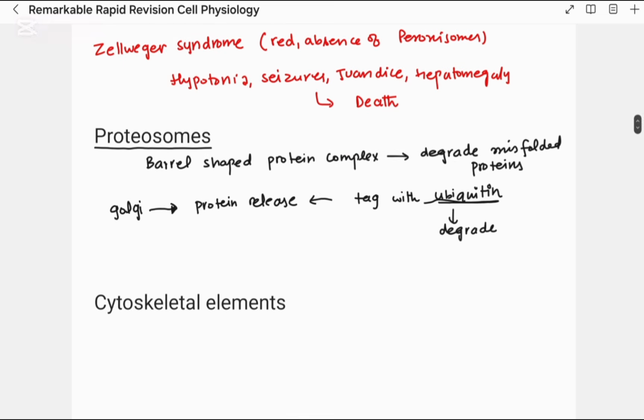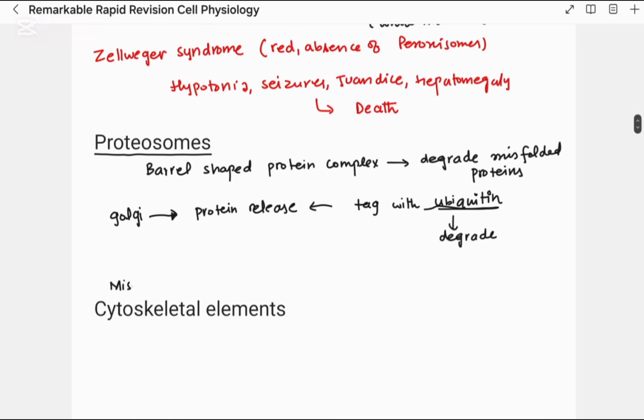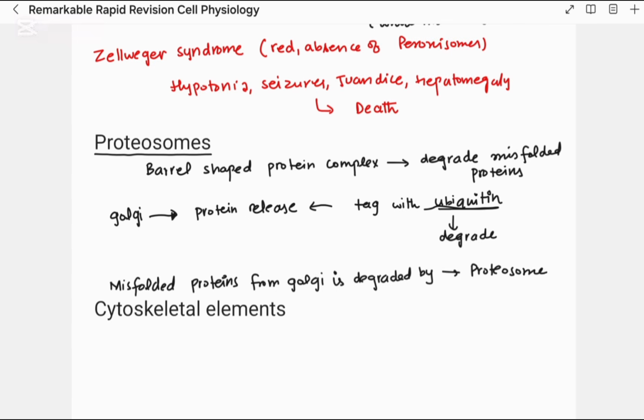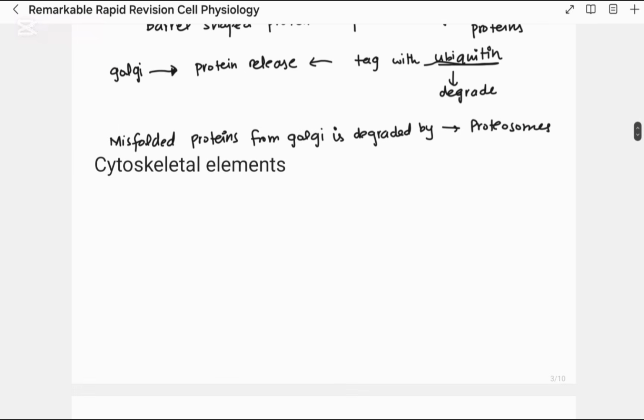So if I ask you misfolded proteins from the Golgi apparatus is degraded by, so the answer should be proteosomes. So next up we have cytoskeletal elements.